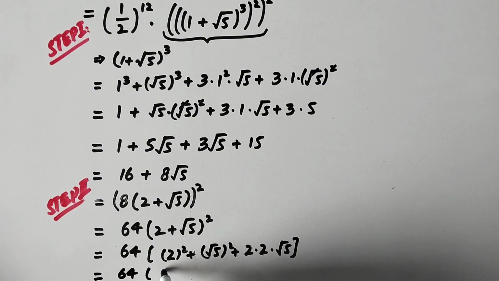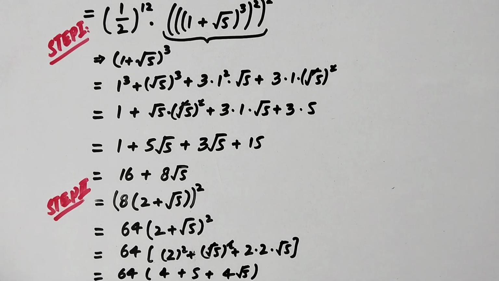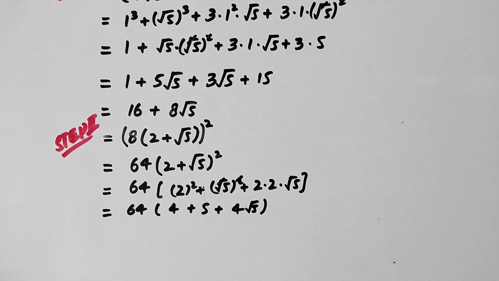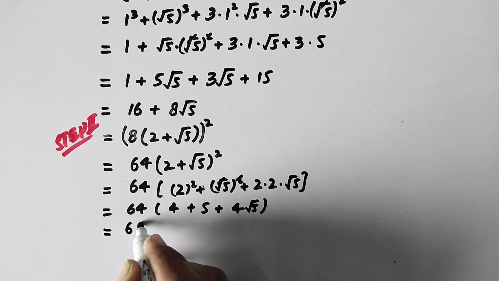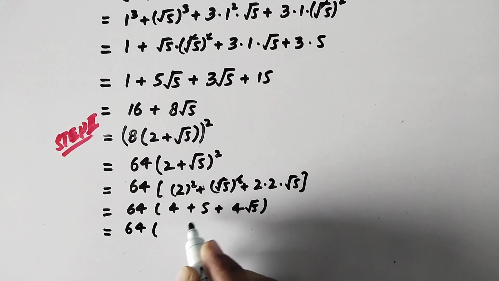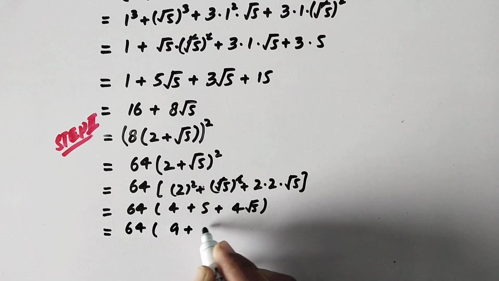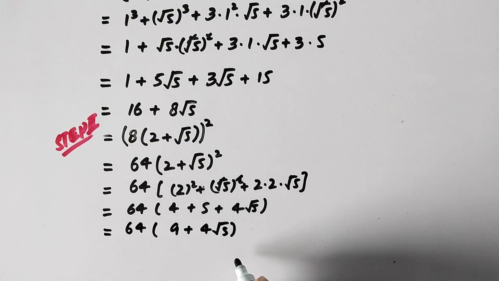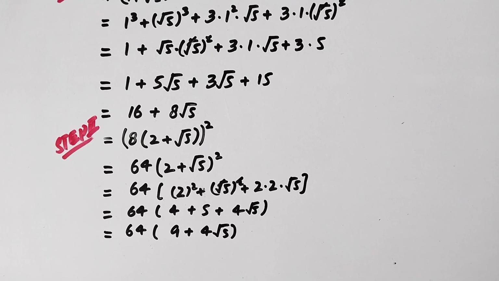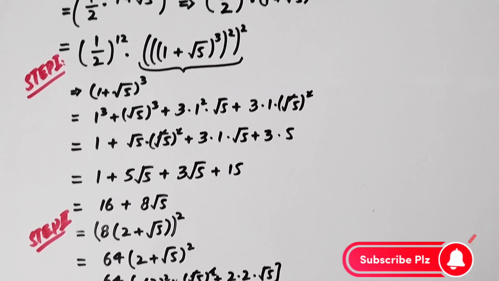Or in the next step it will be equal to 64 into 2 squared, which is 4, plus this square root will be cancelled by this square, so here is 5, plus 2 times 2 is 4 times square root of 5. And now it will be equal to 64 into (4 plus 5 equals 9) plus 4 times square root of 5. And now we will proceed towards step 3.